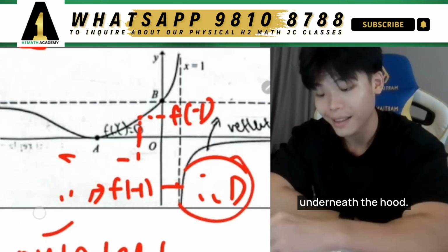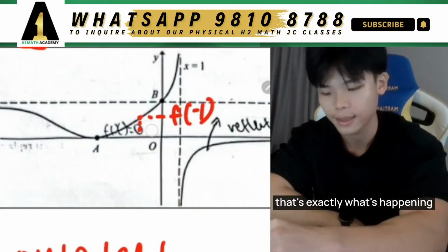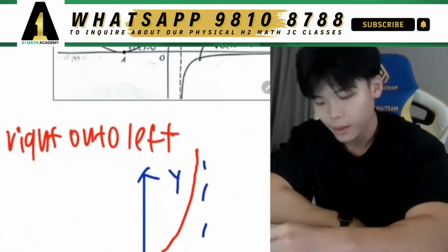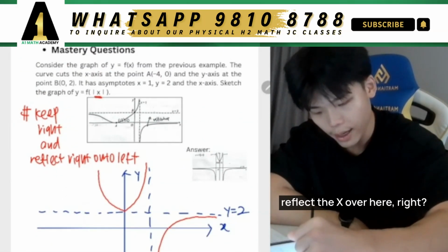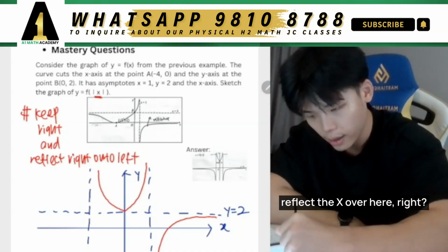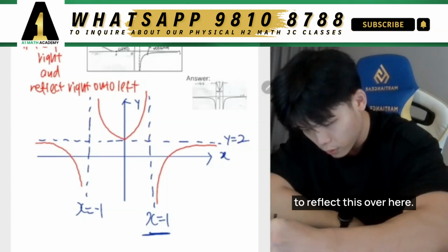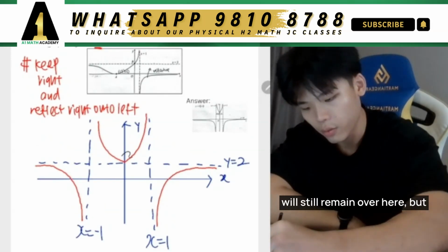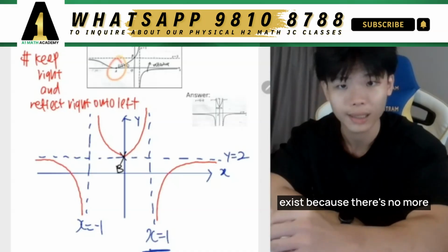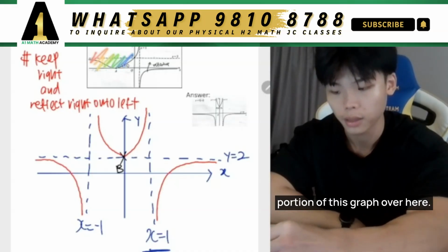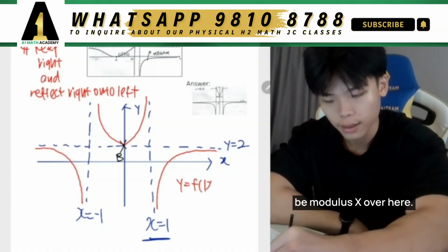So that's what's happening underneath the hood, you see. That's why we just say keep the right and then reflect the right onto the left, because that's exactly what's happening underneath the hood. So therefore, we just need to keep this, and we are going to reflect the x over here, right? There will be an asymptote over here, and then we are just going to reflect this over here, right? And then the b value, of course, will still remain over here, but now the a value no longer exists because there's no more portion of this graph over here. It now becomes a completely new graph over here, right? And then this graph would just be modulus x over here.